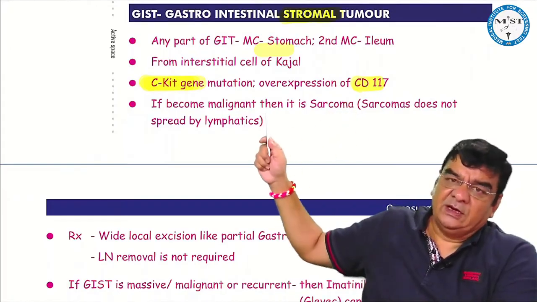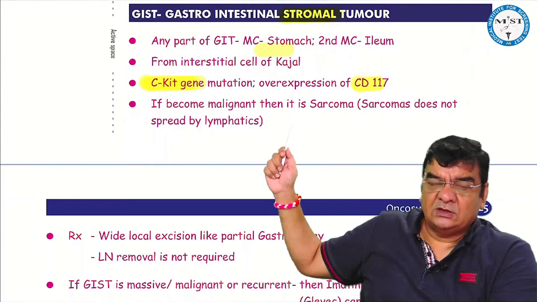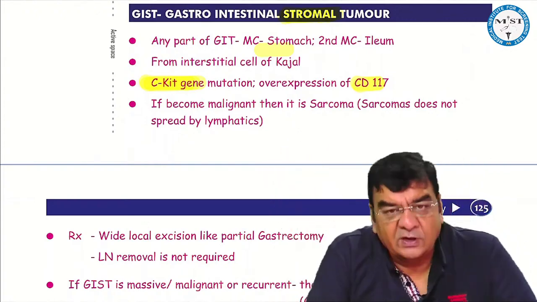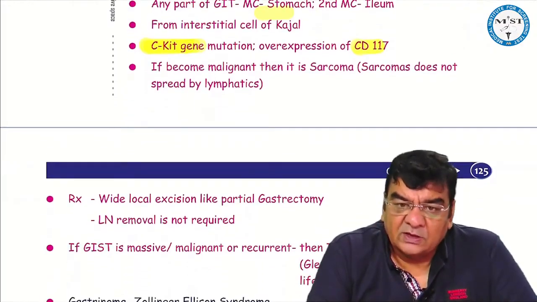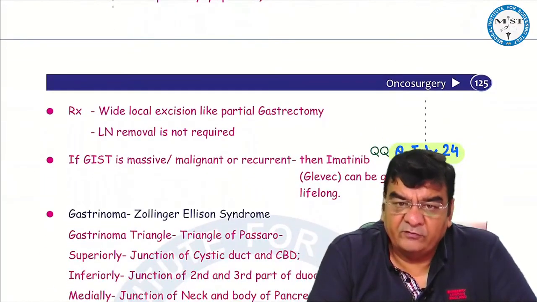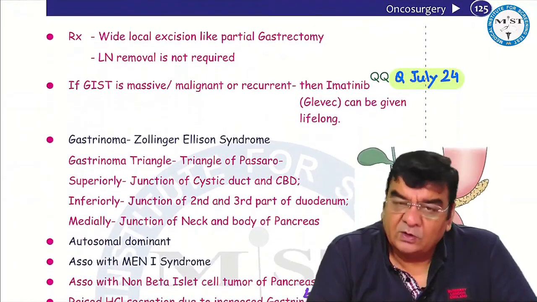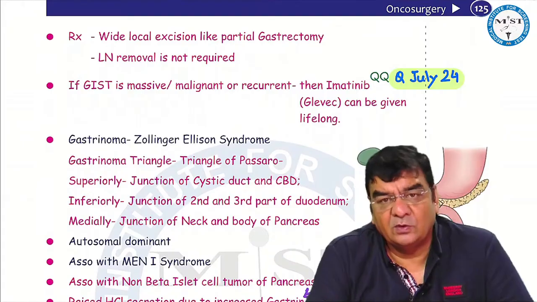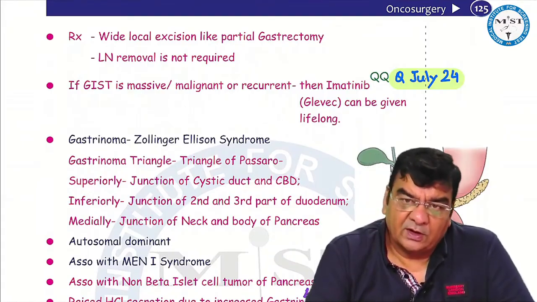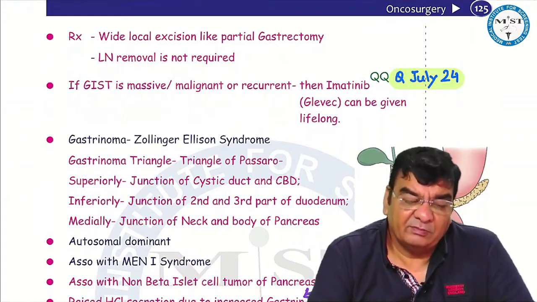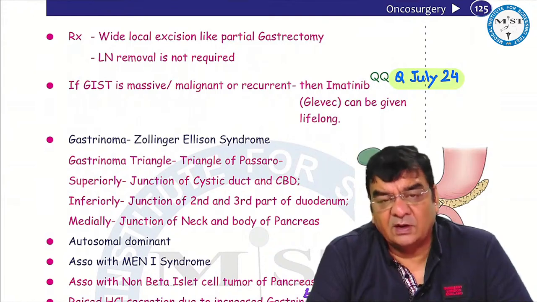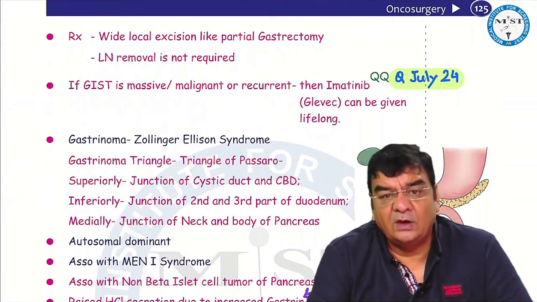If GIST becomes malignant, because there is no mucosa, the origin being submucosa connective tissue, it will not be carcinoma, it will be sarcoma. And sarcomas generally do not spread via lymphatics. So generally, we don't have to remove the lymph nodes in treating sarcomas. This is just a wide local excision, like we can do a partial gastrectomy in GIST of the stomach. Lymph node removal is not required. If GIST is massive or malignant or recurrent type, then we have to give imatinib, marketed by the name of Gleevec, for the whole life to this patient.